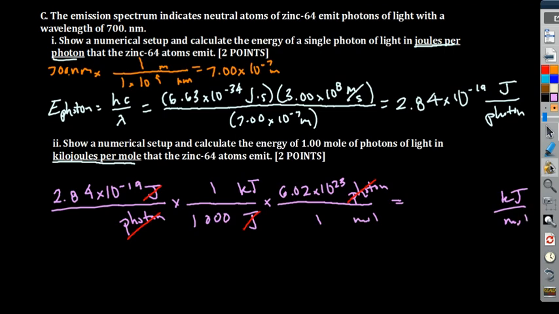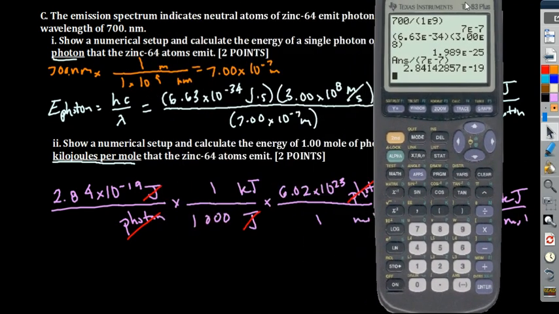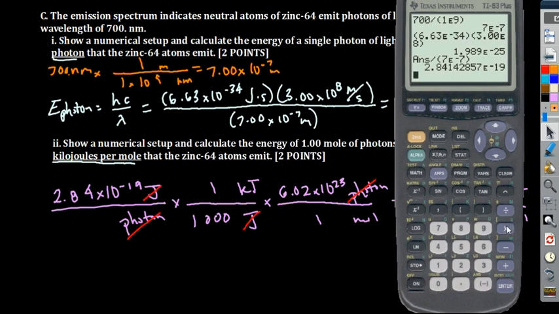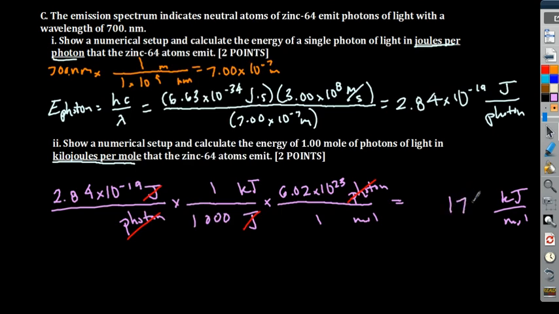I'm just going to jump to my good friend calculator to solve this, right? First, essentially, I multiply by 1, so times 1, divide by 1,000, and then I multiply by Avogadro's number. Again, notice how I'm putting this in parentheses. That'll save you. Boom. So in kilojoules per mole of photons to 3 significant figures, 171 kilojoules per mole. Boom. We are done.